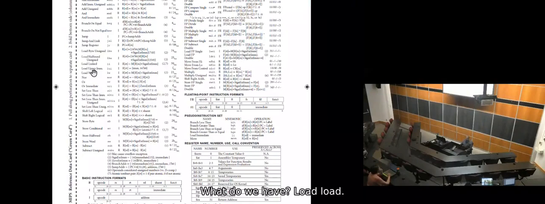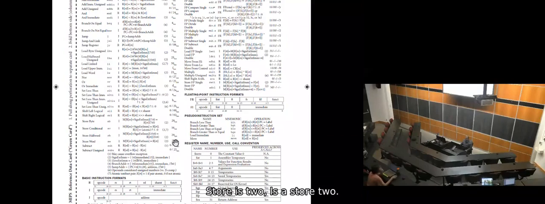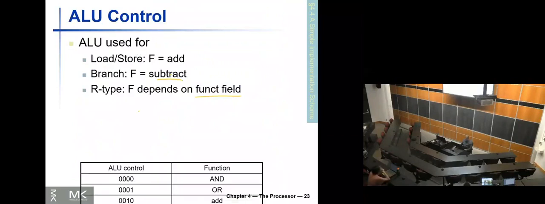For load and store also, there are opcodes for them. For load, what do we have? Load word, we have 23 hex. When we have 23 hex, it means that we have a load, so we need ALU to calculate the address, and the ALU should perform an addition. And also a store: a store is 2B.